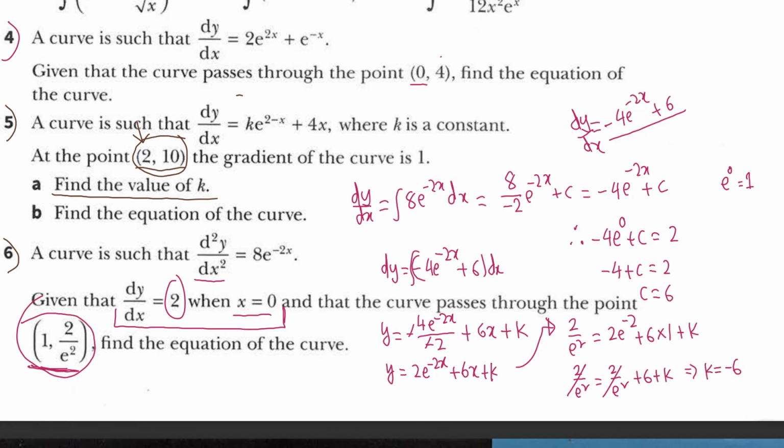I think we got our equation of the curve. So just write this expression by putting the value of k. It would be y equals 2e to the power minus 2x, then the next part is plus 6x, and we got the value of k is minus 6.